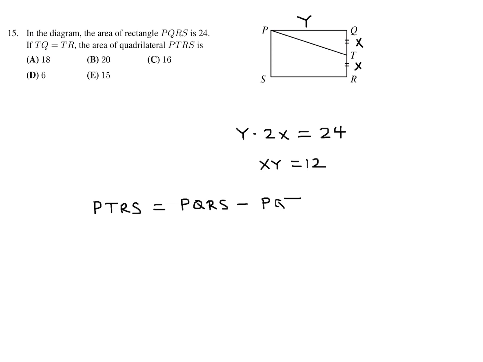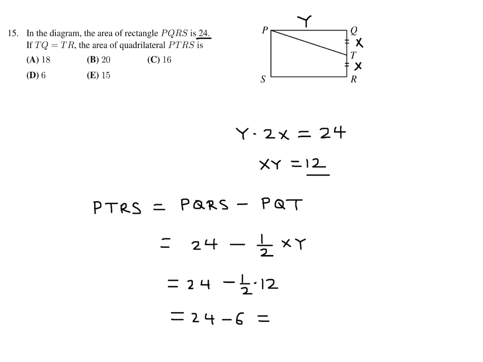Well, PQRS, they already told you in the question, is 24. And then PQT, 1/2 base times height. Base is X, height is Y. So 24 minus 1/2 XY. We just established XY was 12. So times 12. And therefore, this becomes 24 minus 6, which is 18. So number 15, the answer is A.